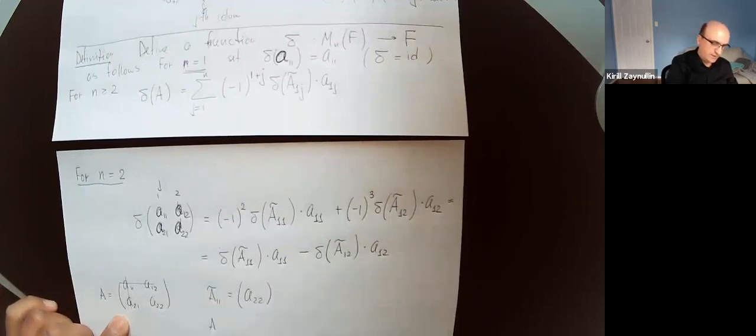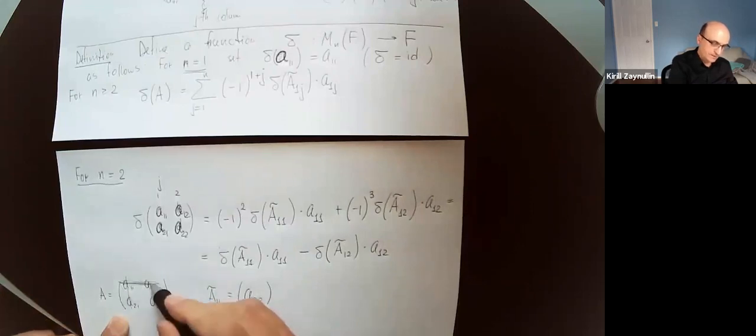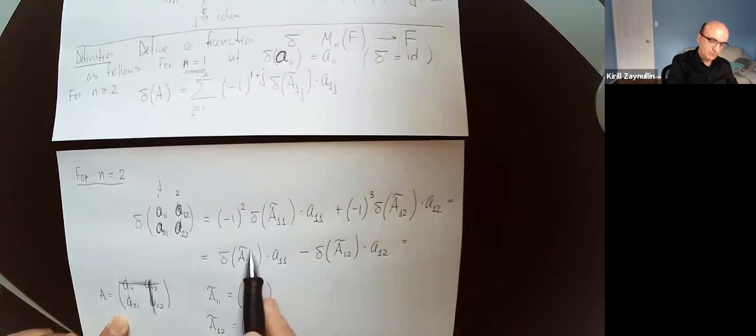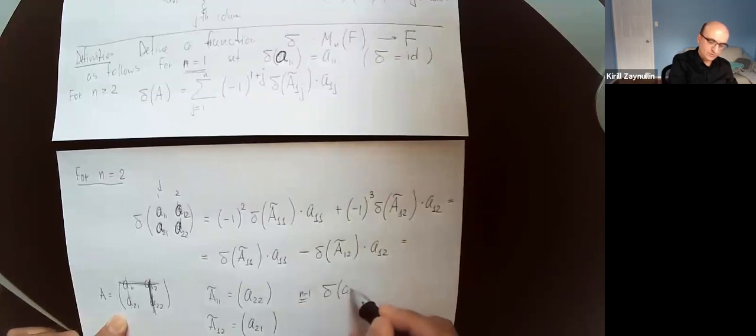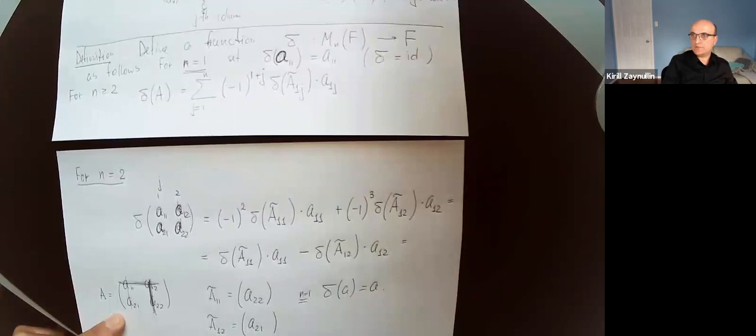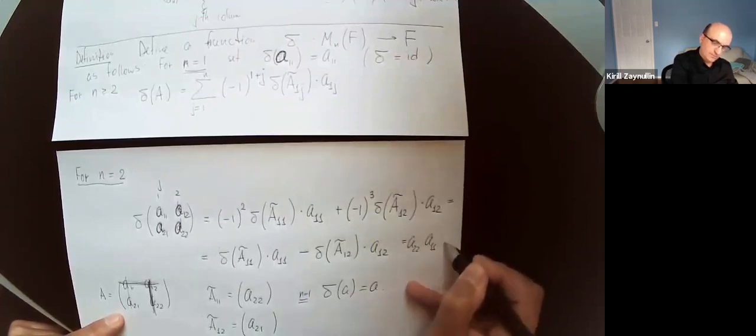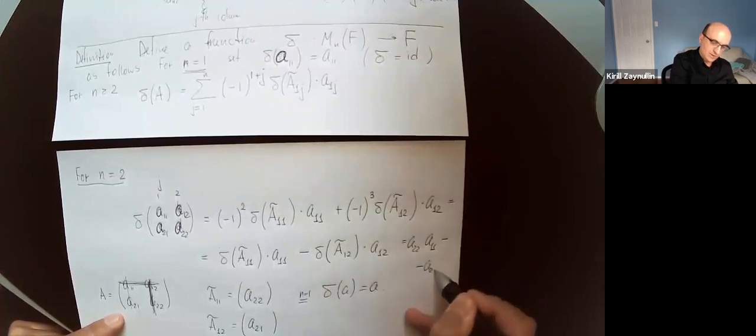As for A12 tilde, I have to remove the first row and the second column. What do I get? Clearly A21. Now, what's the answer then? This is delta of A22, which is just A22, because remember, for n equals 1 that was chosen to be the identical function, so just the same scalar. So this is A22 times A11 minus A21 times A12.